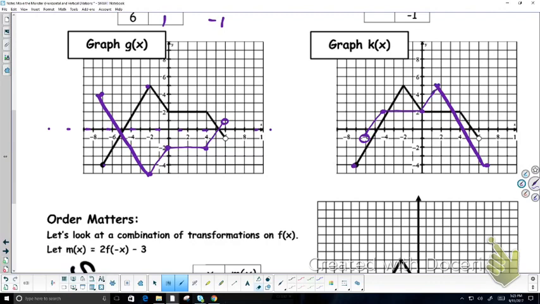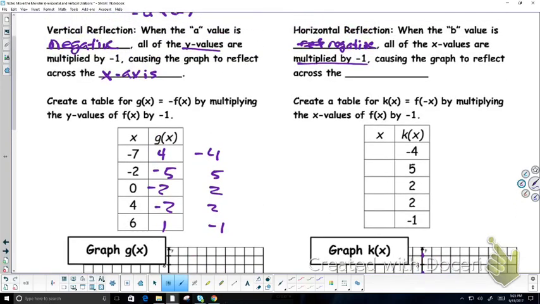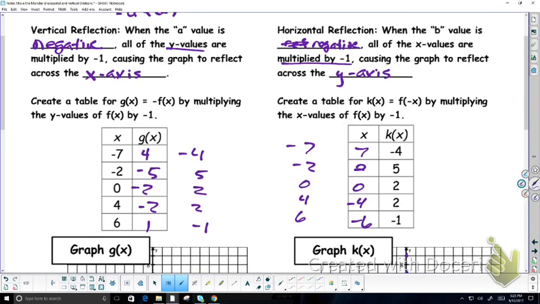You'll notice, sorry, my board's a little off, that this one reflected right across this y-axis. So if it's an insider and it's negative, then it's going to reflect across your y-axis. Once again, you'll take all those y values that we had and multiply them by -1, giving me 7, 2, 0, -4, and -6. And you can compare those tables to both those graphs to confirm that that makes sense.